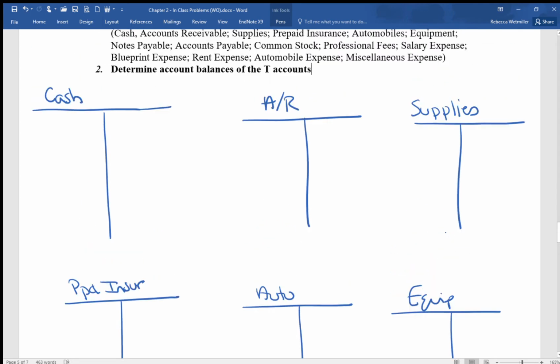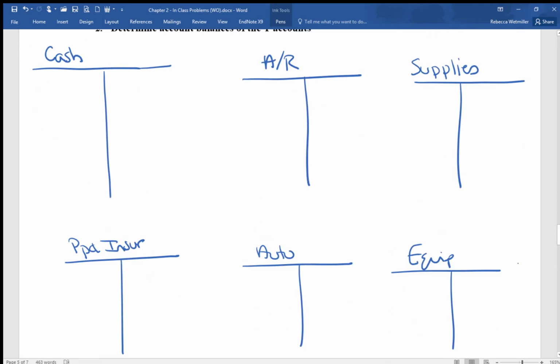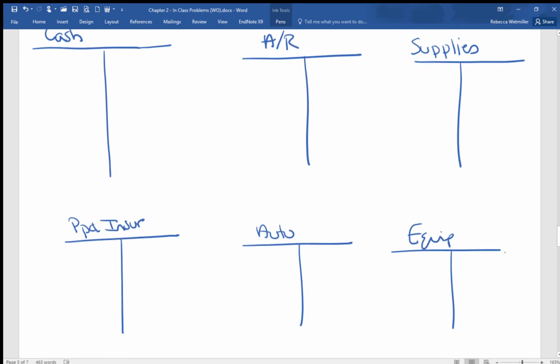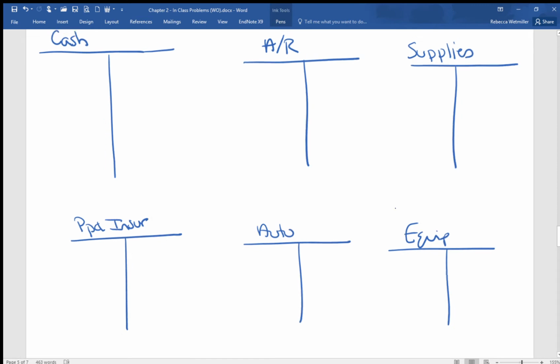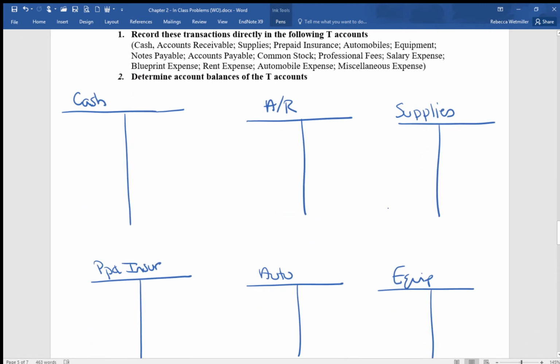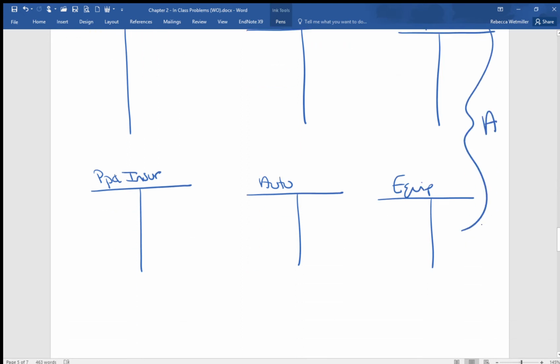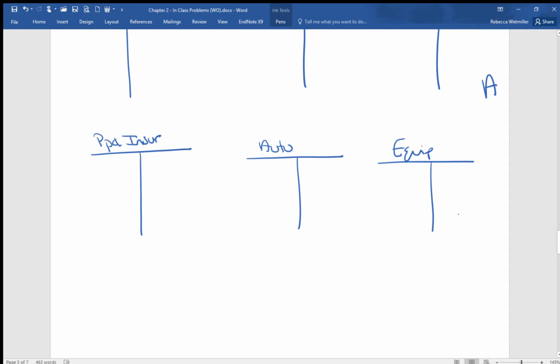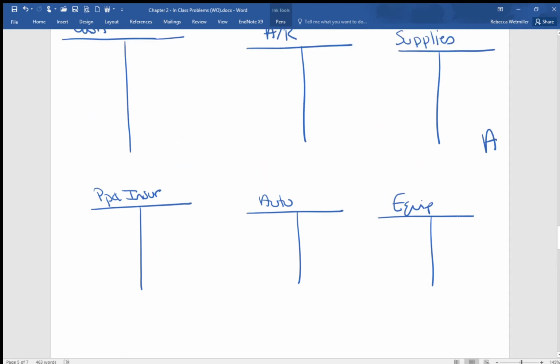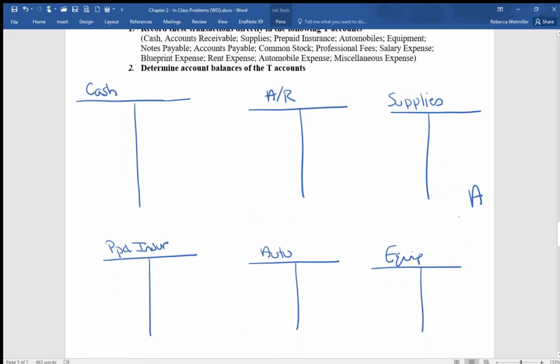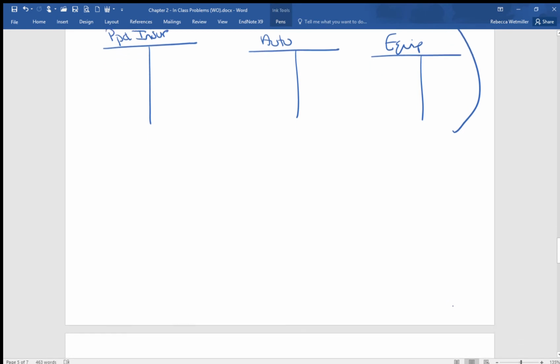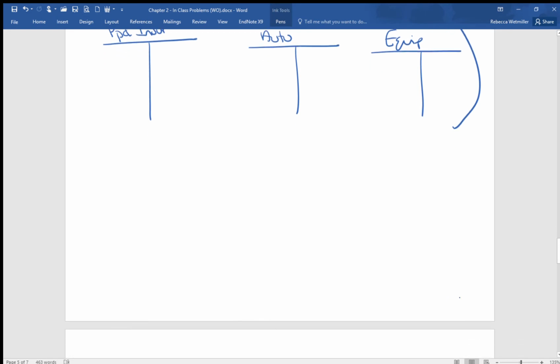So what all of these have in common is that all of these are assets, including the equipment. Just fix that a little bit. Okay, so these are all assets. Alright, so then we've got some more.